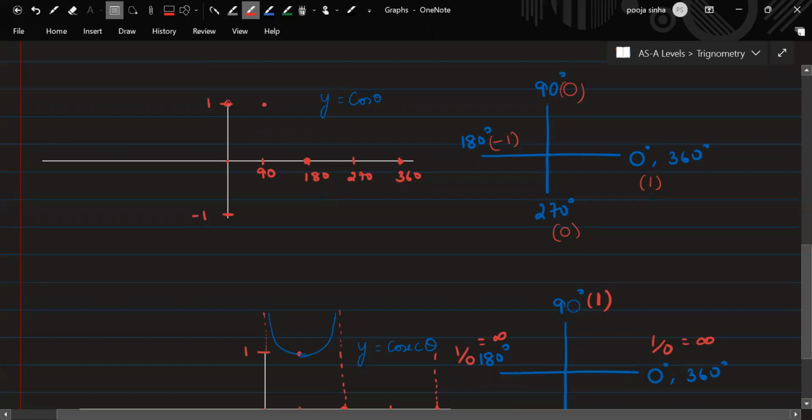At 90 it is 0, at this point. At 180 it is -1, at this point. At 270 again a 0 at this point. At 360 again a 1, right? So how is the graph looking like? It's coming like this, going down, going like this.